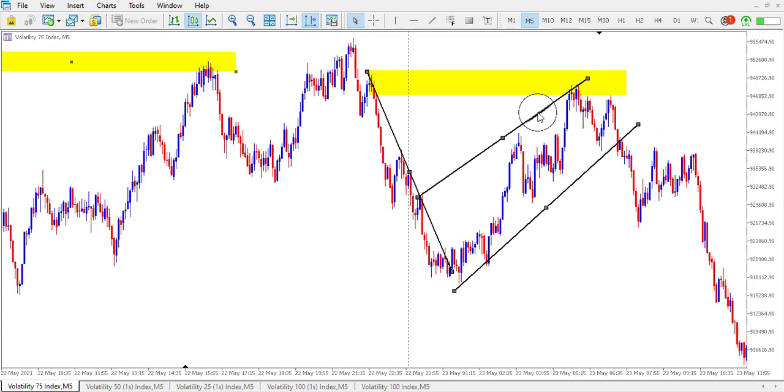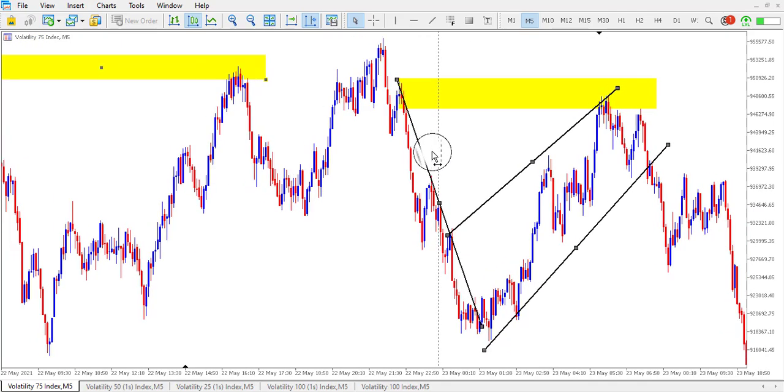This is the accumulation. So what we are saying is the market makers are trapping back to the what? To the supply zone, to the order block. So when you see this, you know this order block is going to be a high probability setup. It's going to be a high probability setup.